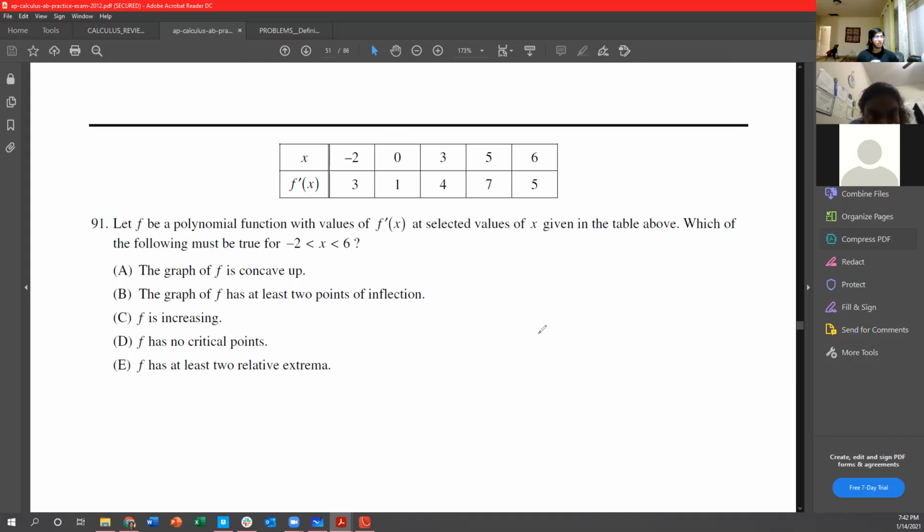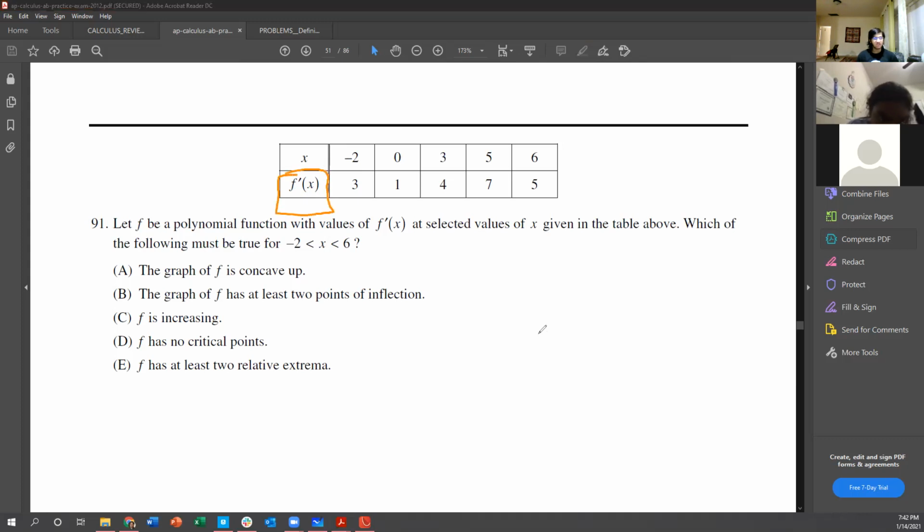Okay. So if you notice, this is f prime of x. This is not f of x itself. So we notice that the derivative is 3, it's 1, it's never negative from what we can see, right? From what we see here, the derivative is positive.